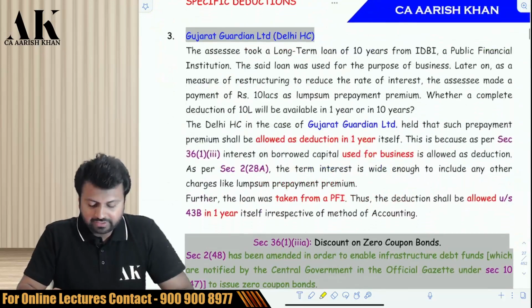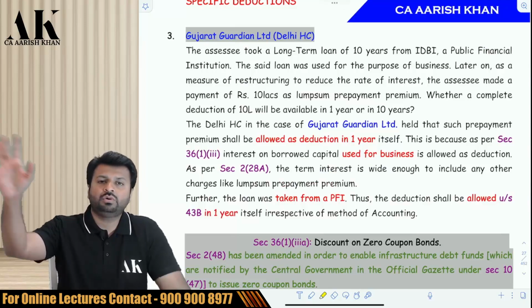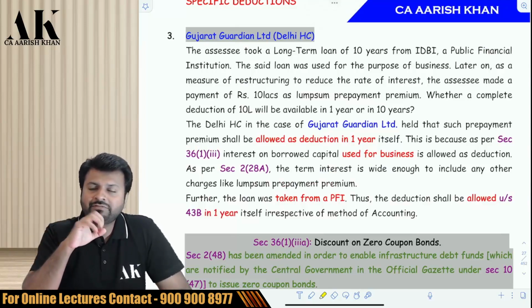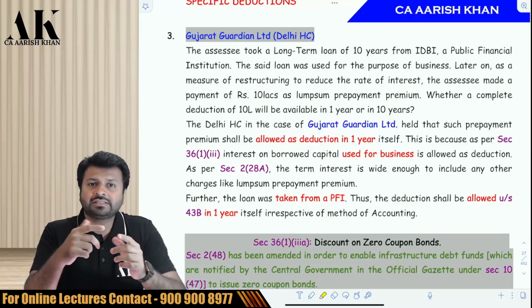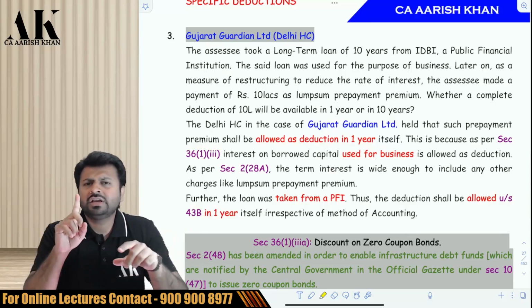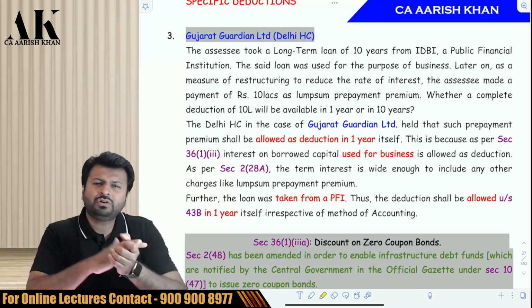Now, there is a very important, famous case of the Delhi High Court where the assessee had taken a loan, and after a few years, the assessee wanted to restructure its loan. It wanted to reduce its rate of interest. So, the bank said that we will reduce the rate of interest, but you have to make one prepayment, one lump sum payment.